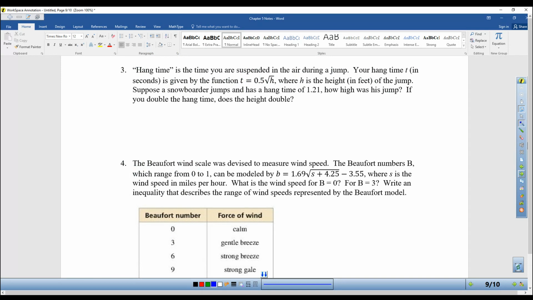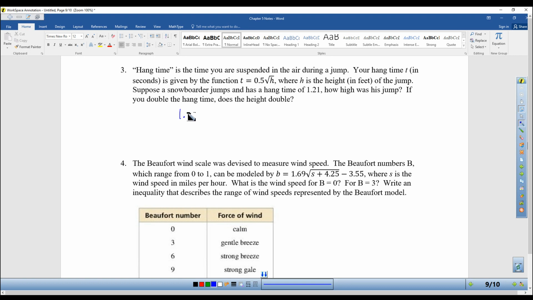As usual, I'm just going to remind you that if you haven't stopped this video to do the word problems on your own, you really should. Hang time is the time you're suspended in the air during a jump. Your hang time is given by the function t, where h is the height of the jump. Suppose a snowboarder jumps and has a hang time of 1.21. How high was his jump?